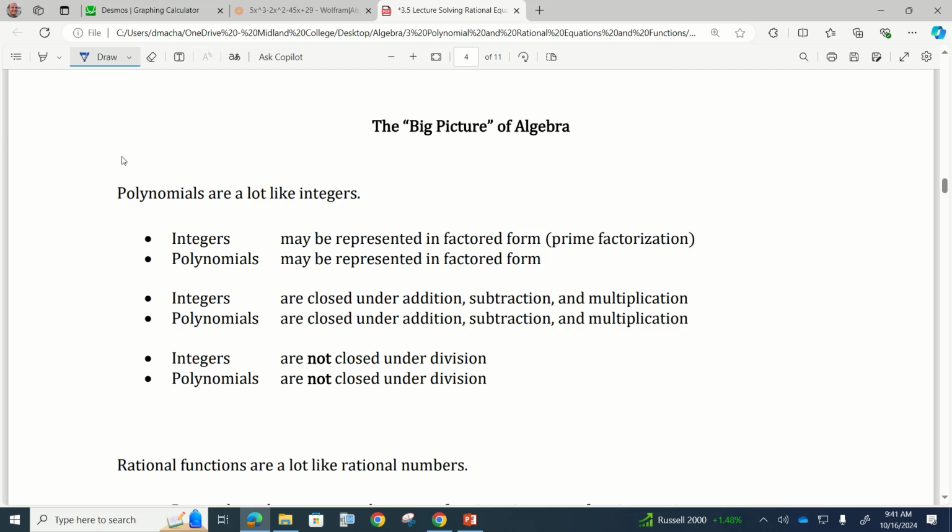Polynomials are a set of functions that are closed under addition, subtraction, and multiplication. Because if you multiply any two polynomials, you'll get a polynomial. Integers are not closed under division, because you can divide two integers, like 3 divided by 5, and get a rational number, but it's not an integer, so it's not closed. Polynomials are also not closed under division, because you can divide two polynomials, and sometimes you don't get a polynomial, you just get some other rational function.